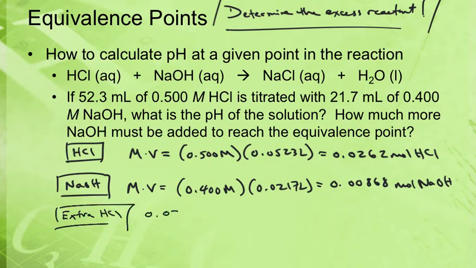It's going to be 0.0262 moles minus 0.00868 moles. So 0.0262 minus 0.00868. We're going to round it to the thousandths place here. We're going to have 0.0175 moles of HCl. Okay, so this is the extra.